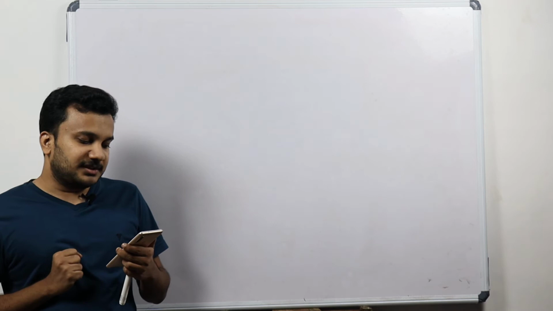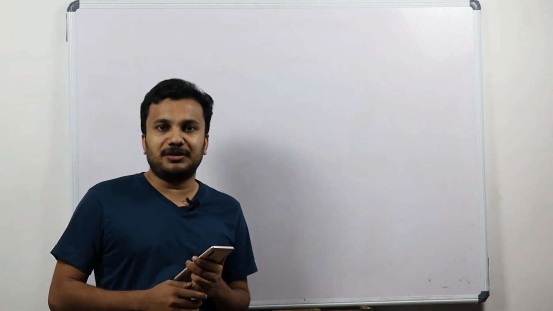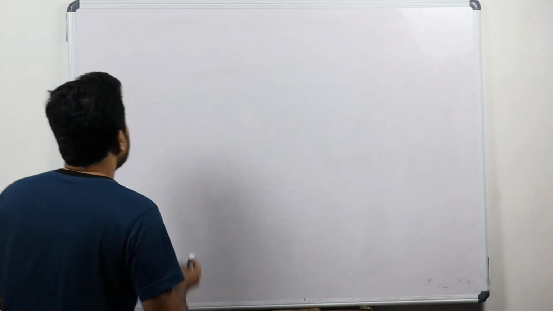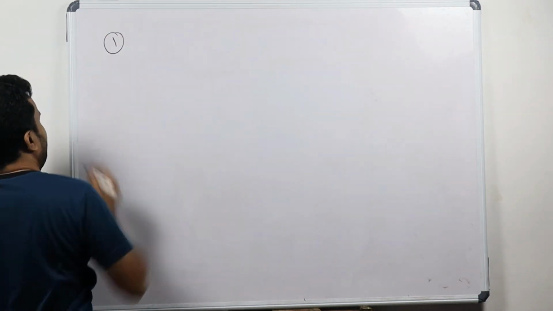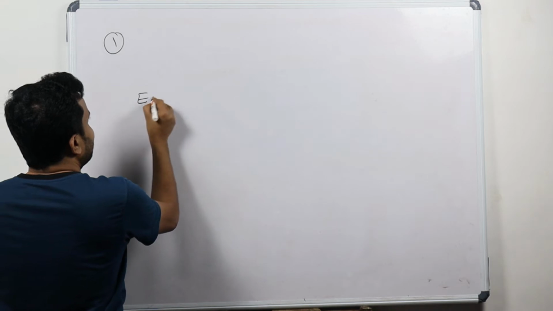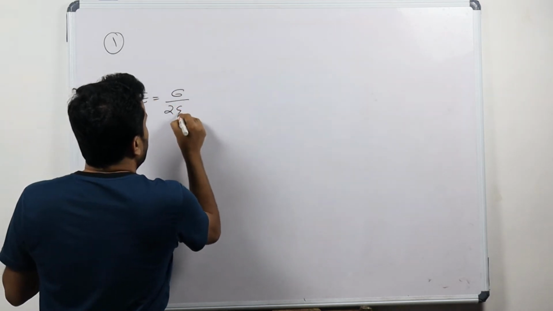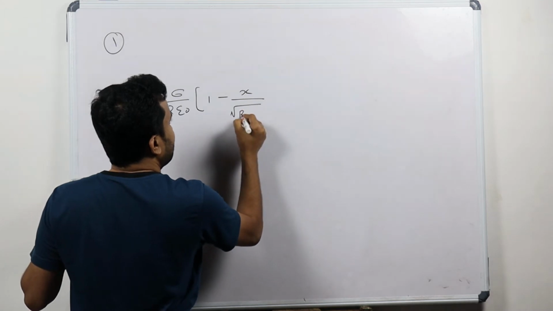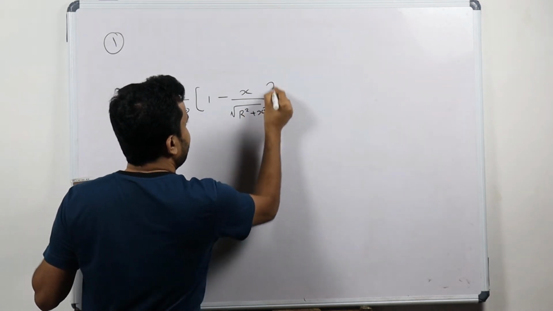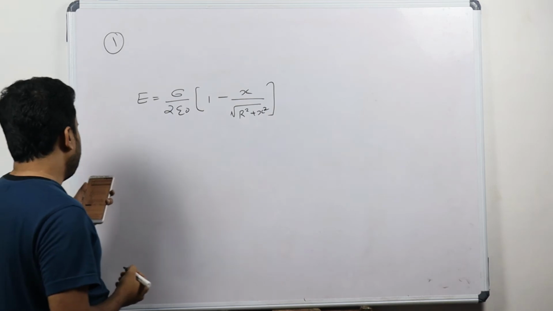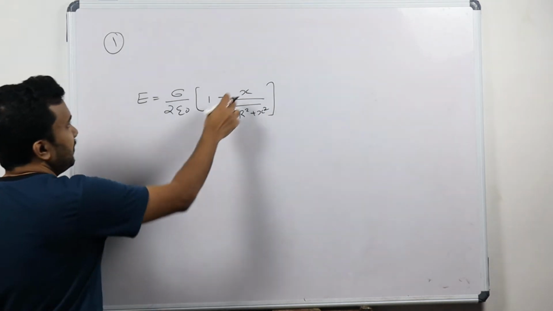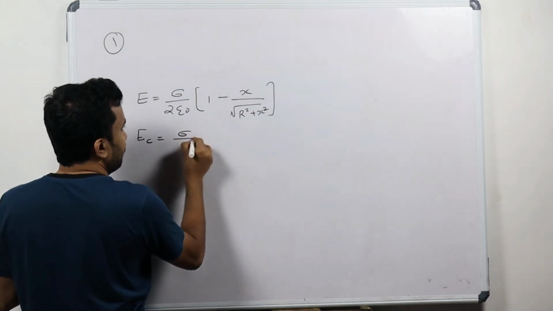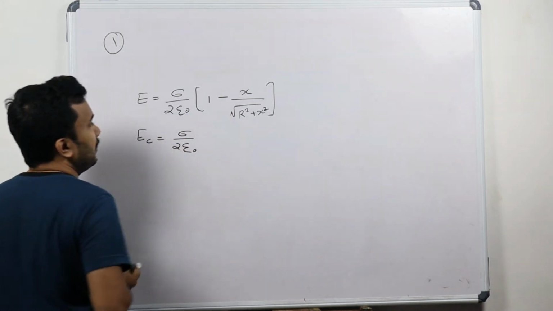What is given here? The question is talking about a disk. We need to find the electric field intensity due to a disk. Electric field intensity due to a disk is equal to sigma by 2 epsilon 0 times 1 minus x divided by root of r square plus x square. This is the formula we know. Next, the electric field at the center is given. Center means x equal to 0. When x is equal to 0, what will come? Sigma divided by 2 epsilon 0.